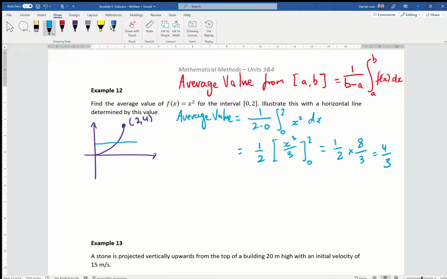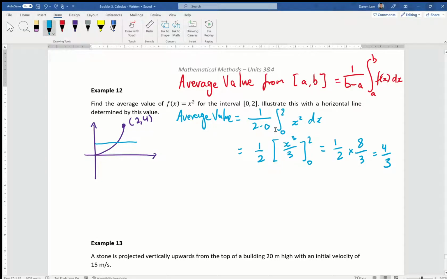Now that aligns with my estimation. The average value of a function is just using that formula. Again, please don't get this mixed up with average rate of change. For context, your average rate of change between, for example, this point and this point is to calculate the gradient of that line. That's what the average rate of change would be. So they're very different. Don't make that mistake.